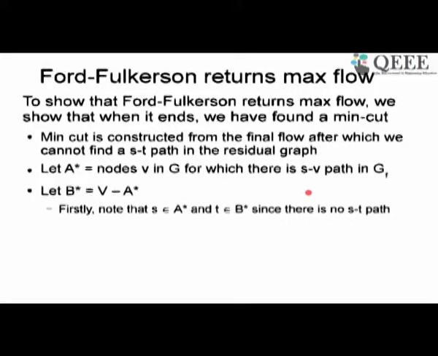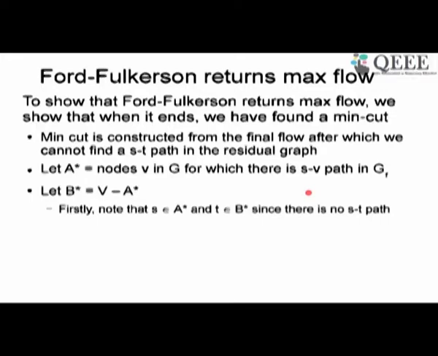How am I going to show that when Ford Fulkerson stops, it found the minimum cut? I look at the cut that I get in the graph at the end of the Ford Fulkerson algorithm. What is the cut that I get at the end? Take the nodes A star. Define A star as the nodes in the graph that can be reached from S in the residual graph GF. You have a flow F which is the maximum flow, where you ran Ford Fulkerson and it ended with a flow F after doing all this augmentation. Make the residual graph GF.